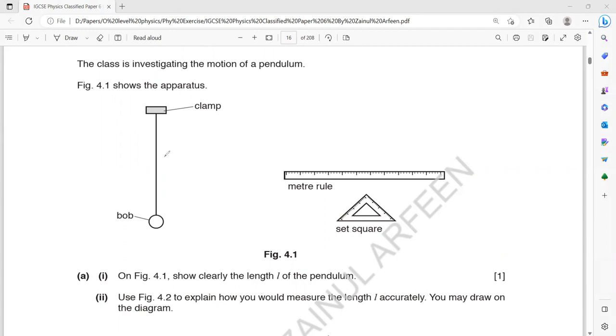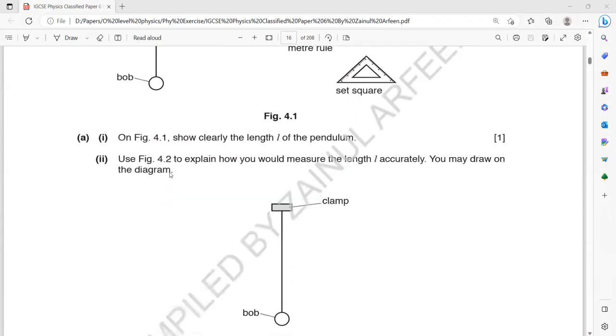Yeah. So the length of a pendulum is from the point where we hang it till the center of the mass. That refers to the length of the pendulum. The point where the object is hung till the center of mass of the object refers to the length of a pendulum.